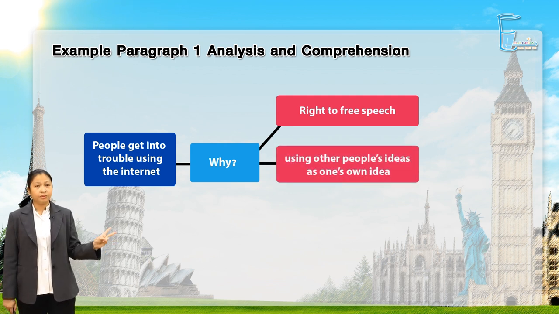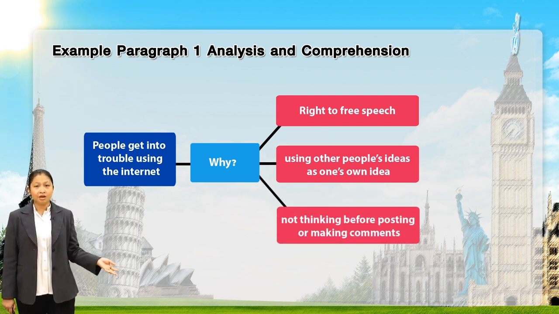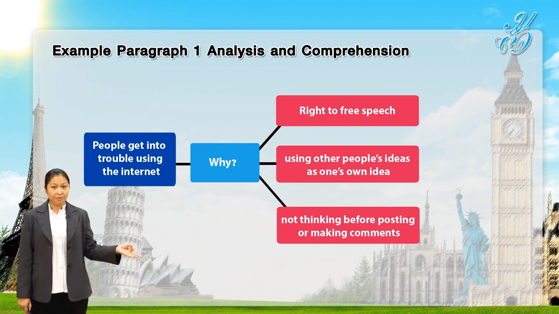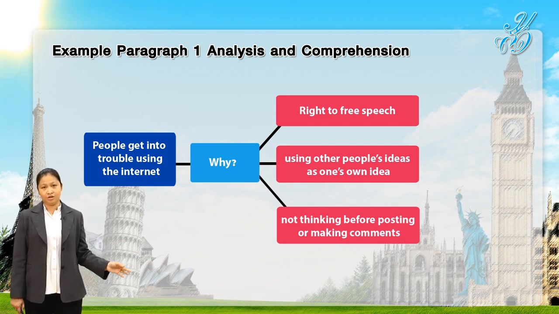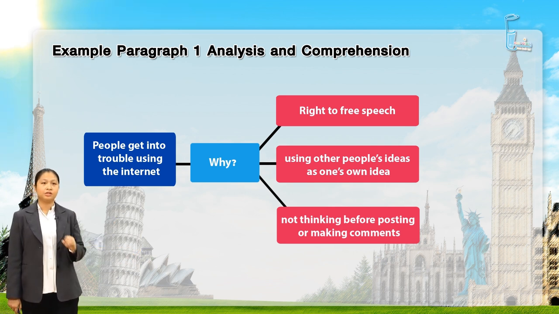Reason number two, they are using other people's ideas as their own idea. They get into trouble for doing that. Reason number three, they are not thinking before posting or making comments. Three reasons were given for the topic, people getting into trouble using the internet. These are the details for a cause paragraph. The topic is people getting into trouble using the internet, and the three reasons are given and explained.